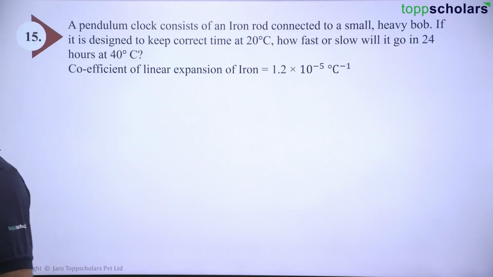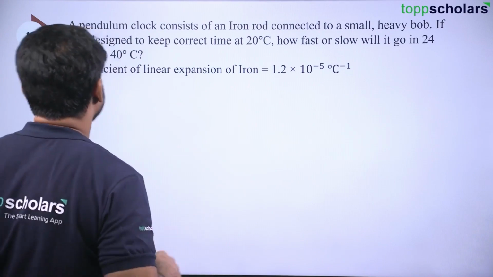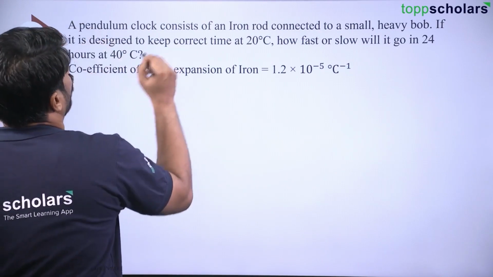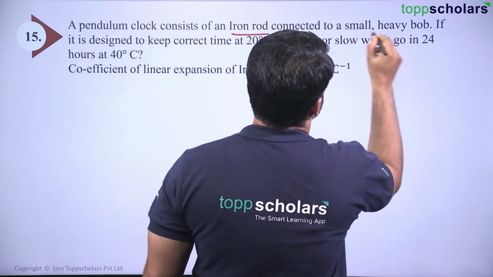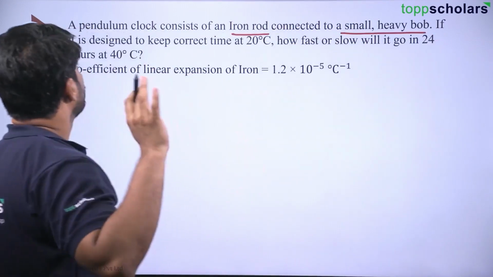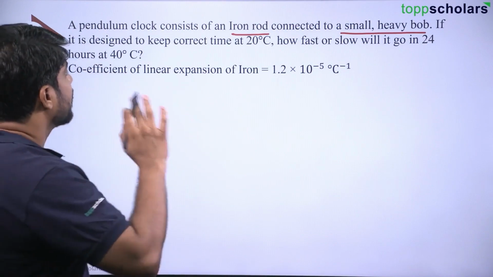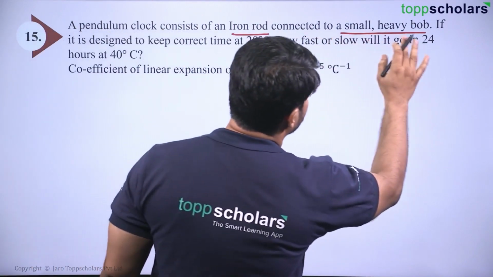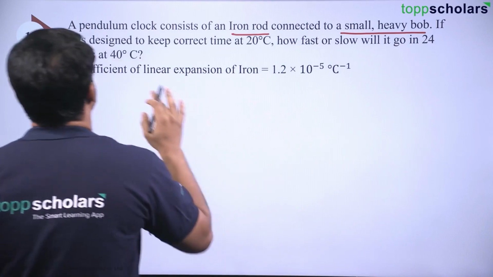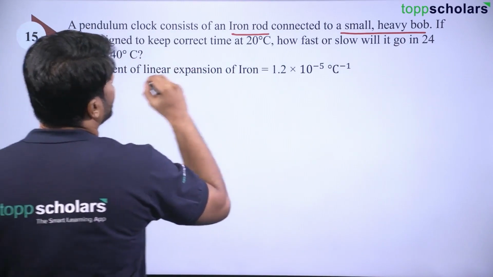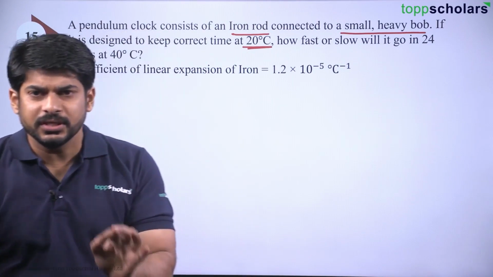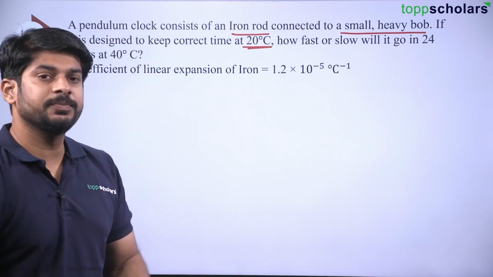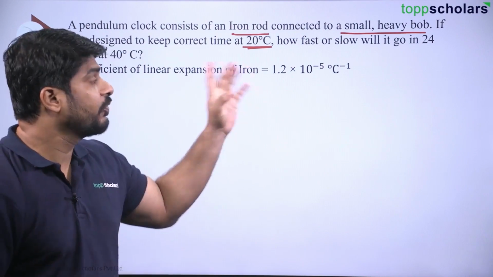Okay, moving on to the next question, question number 15. Here is an interesting question. A pendulum clock consists of an iron rod connected to a small heavy bob. It is designed to keep correct time at 20 degrees Celsius, so it will keep the time correctly at 20 degrees Celsius.